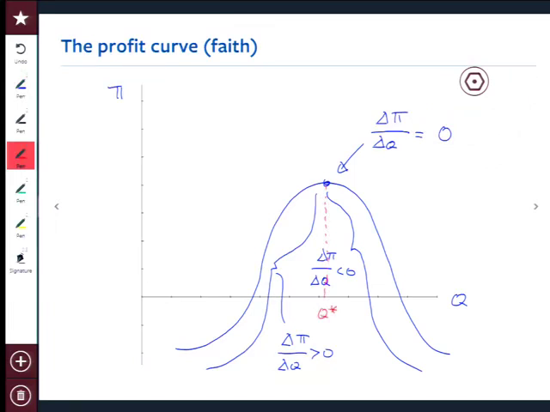So Q star right here is the output level that maximizes profits, the top point on that profit curve. At that same point, because it's flat, the change in profits due to a change in quantity is exactly 0. If you're producing less than that, let's say here, if you increase quantity, your profits would go up. So why wouldn't you do that? Exactly, you would do that, right?